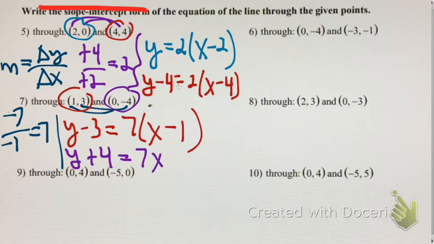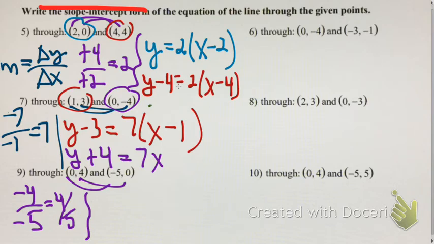All right, so we're going to do a couple more of these. I'm just going to go through them a little quicker now that we've done the full explanation. So here we got slope. Change in y from 4 to 0 is minus 4. Change in x from 0 to negative 5, minus 5. All right, so our slope is positive 4/5. Let me double check that. From 4 to 0, went down. From 0 to negative 5, went down. So our slope is positive 4/5. And now let's write our equations.